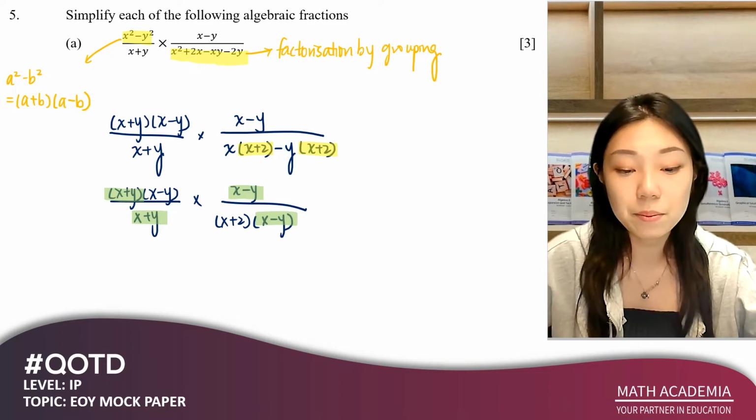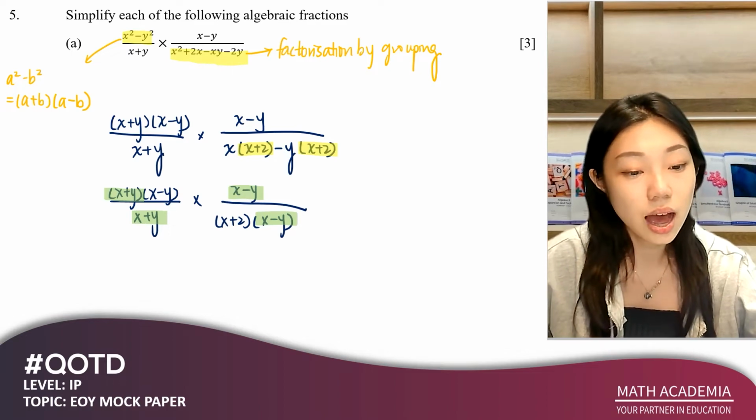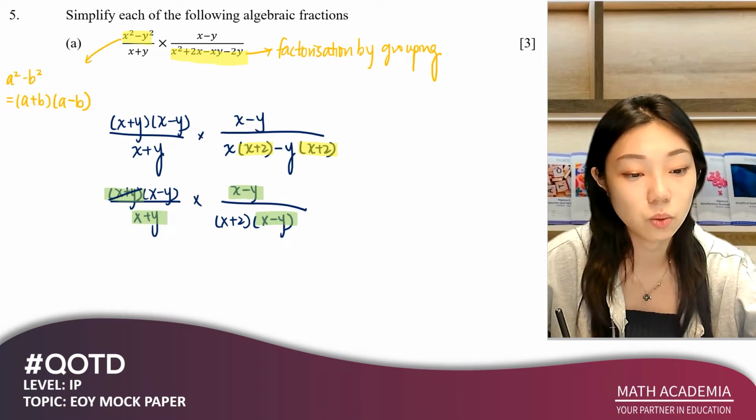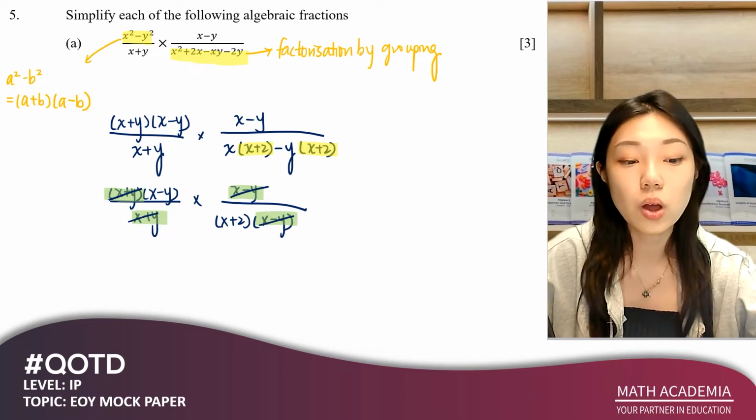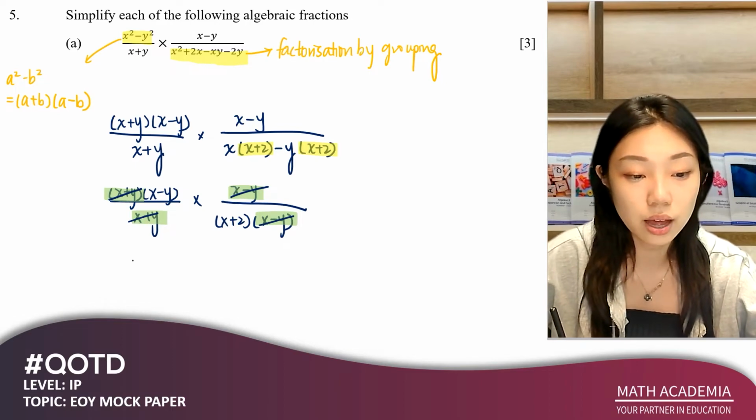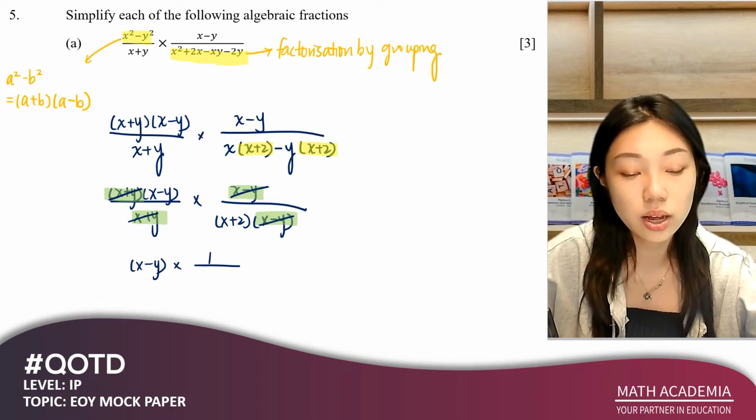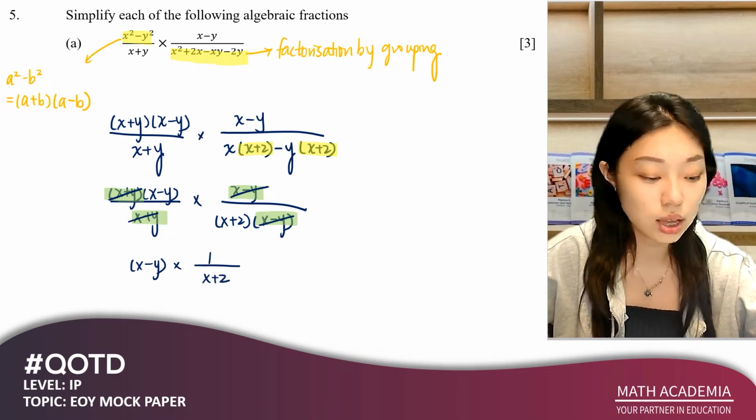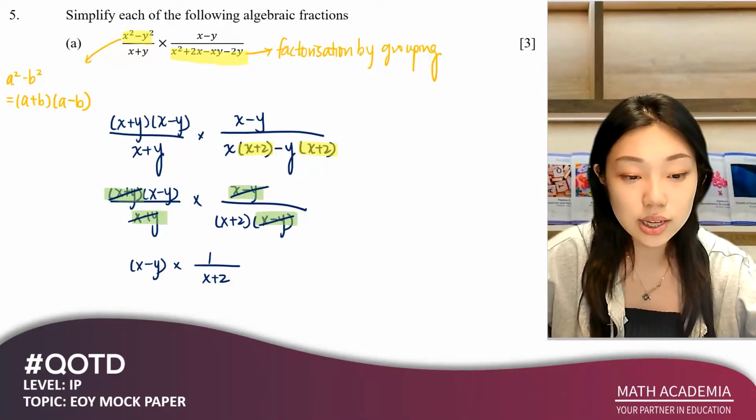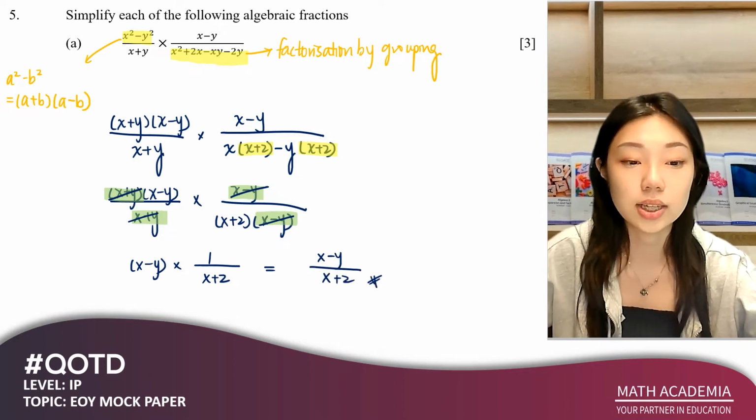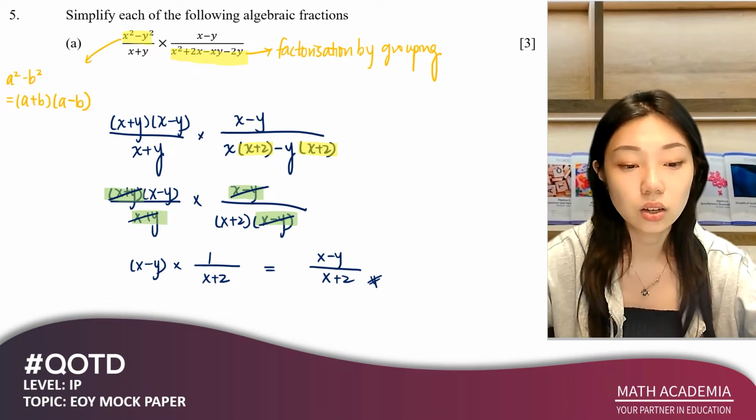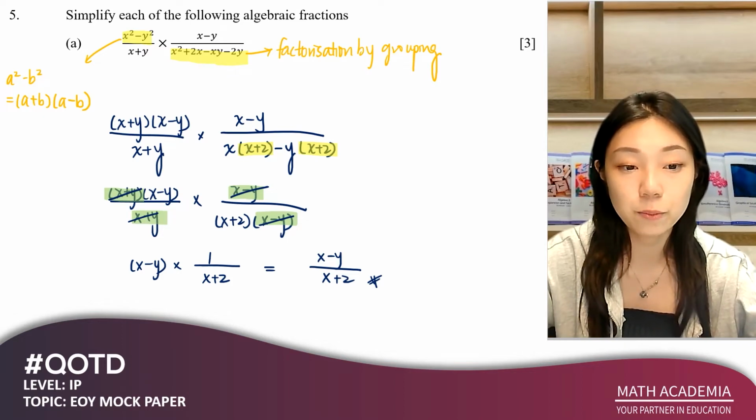Okay, so with this, am I able to cancel out some terms? I could. So I could cancel out x plus y. I can cancel out x minus y. So what would this leave me with? I would have x minus y multiplied by 1 over x plus 2. If I were to express it as a single fraction, I would have x minus y over x plus 2, which is my final answer. Alright, so this is the answer for question 5 part A.